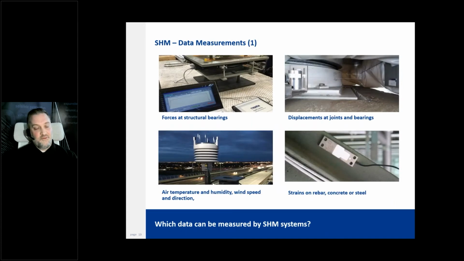So the question of what exactly can be measured by a structural health monitoring system, the answer is a lot of things, but we're going to try to hit some highlights here. So starting in the upper left, we have the forces at bearings can be measured. Here, we're looking at a pressure sensor that's in the elastomer well of a pot bearing. And since bearings are wear items, this type of information is extremely crucial for getting an idea of the lifespan of these particular pieces.